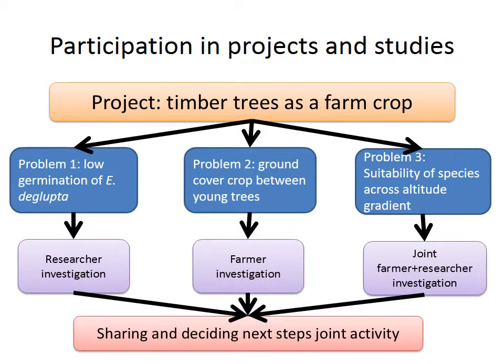For the second problem of which cover crop to grow between young trees, farmers agreed they could do that without any input from scientists. They knew a number of options and could simply try them on their own farms. For the third problem, it was agreed that a joint farmer research activity was needed. Everyone then worked together to come up with a sound design for the experiment.